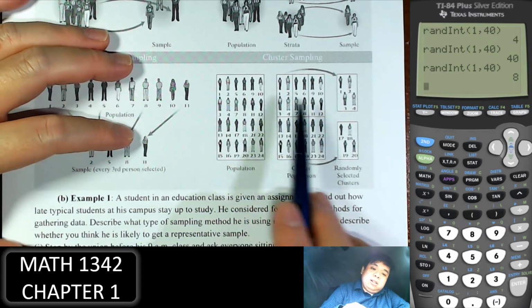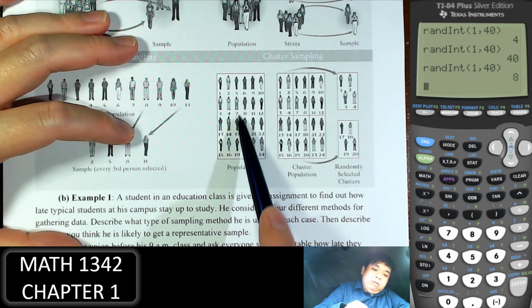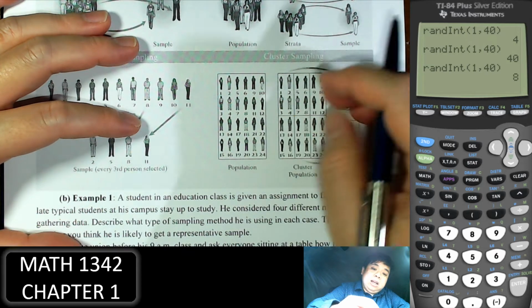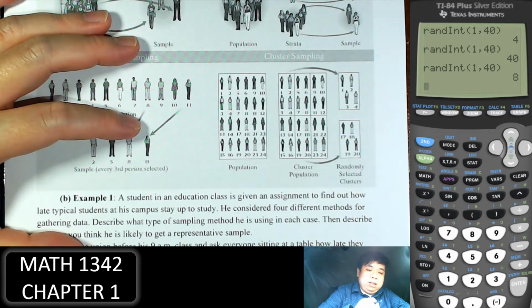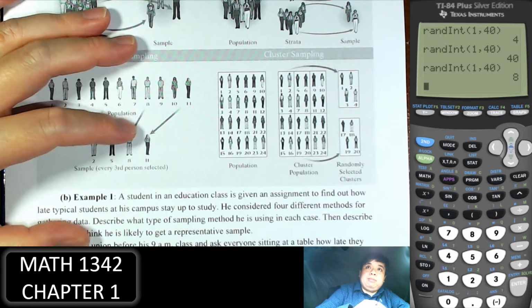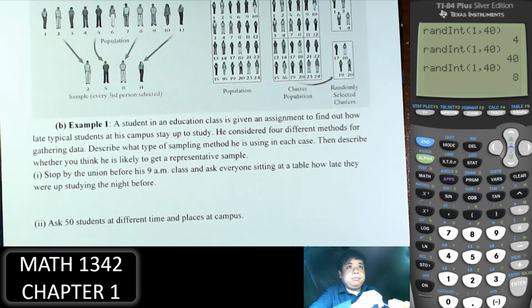And the cluster, say we have a set of 24 people here. We divide that into 6 groups, and when we select, we have to use the whole group. So in that case, we choose the first group and the 5th group, and have to do the survey for all of those groups.